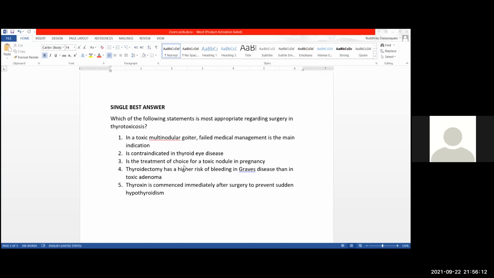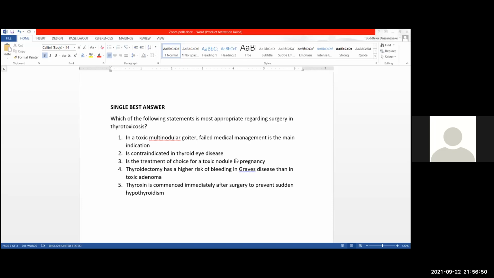Surgery is the treatment of choice for a toxic nodule in pregnancy. Now, obviously, you can't treat thyrotoxicosis in pregnancy with radiotherapy. So the three options we have are anti-thyroid medication, radiotherapy, and surgery. Radiotherapy is out. Toxic nodules can be treated by radiotherapy. Like you saw in the uptake scan, the toxic nodule takes up a lot of iodine. So if the iodine has irradiation, it will specifically destroy just that toxic nodule. So that's fine, right? But you can't give it in pregnancy.